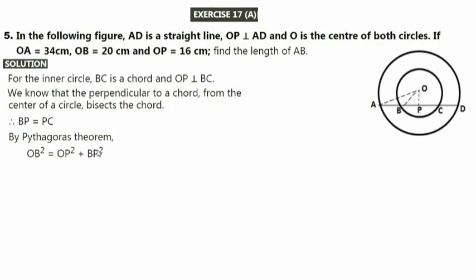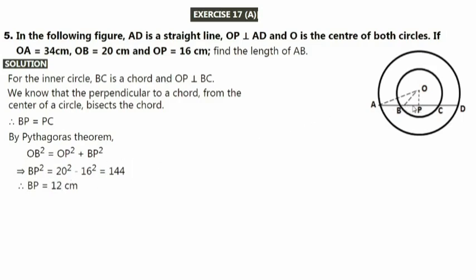Now let's put the values of the known things. We don't know BP square. So we have BP square equals OB square, which is 20 square, minus, when it goes over there, it becomes minus, OP, which is 16. So 20 square minus 16 square. When you simplify it, you get 144. So BP square is 144. So BP turns out to be square root of 144, which is 12 centimeter.